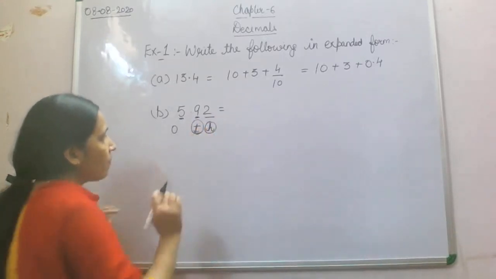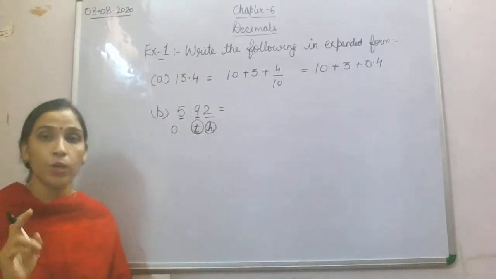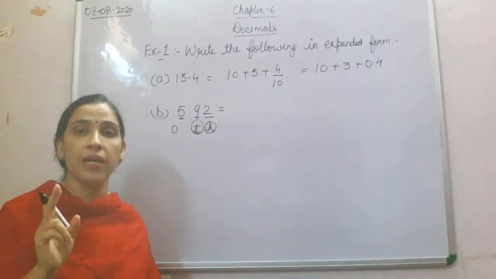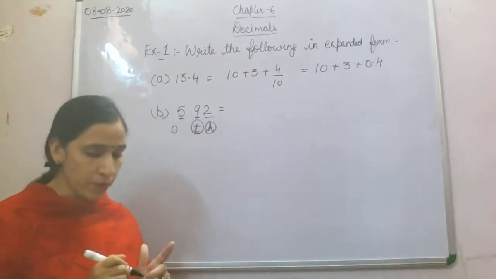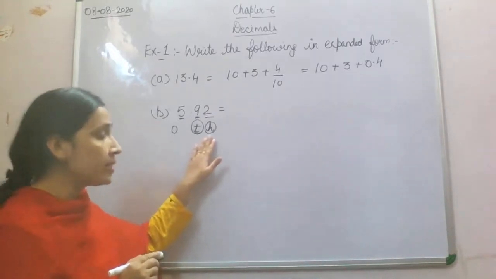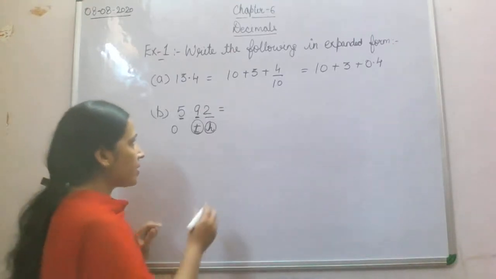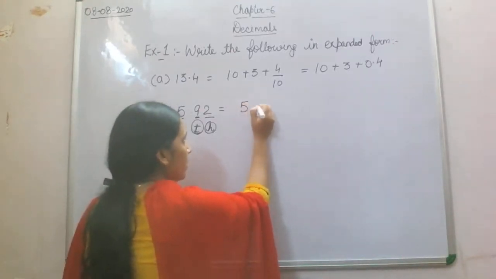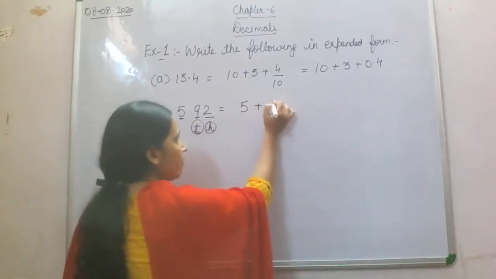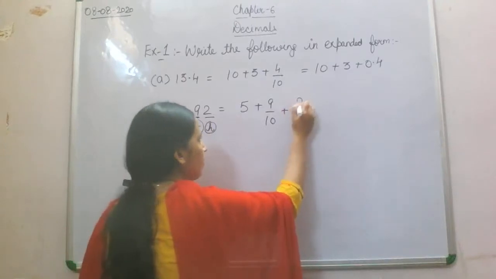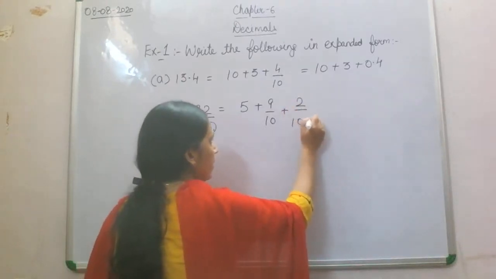Why have I written these place values? Because the number which is given on the tenths place will be divided by 10, and the number which is given on the hundredth place is going to be divided by 100. So let's start. Now ones will be written like this only. Now 9 will be divided by 10 plus 2 will be divided by 100.